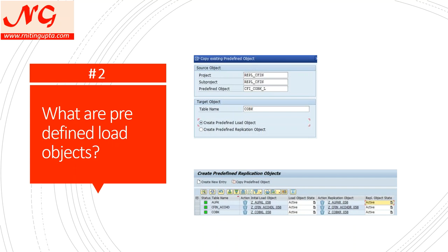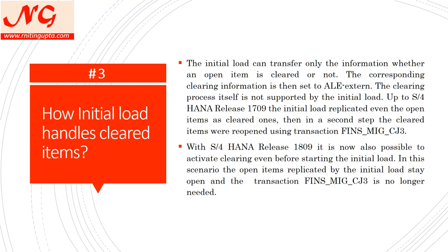So if you see at the bottom part, we have AUFK, CFIN ACC HD, COBK. We have initial load objects, Z underscore AUFK L, ACC HD L, COBK L. And then on the right hand side, we have replication, AUFK R, CFIN ACC HD R, and COBK R. And all the objects are active. You can activate or inactivate the objects from here itself. These are pretty standard, and you don't need to change anything, but of course you need to add them in your configuration set.